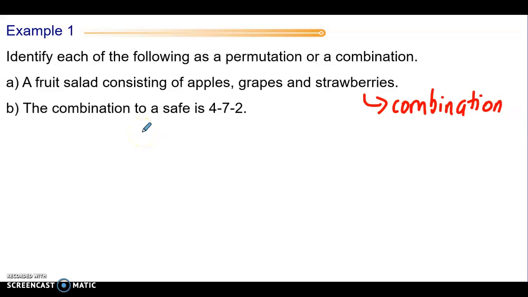Considering Part B, a combination to a safe is 472. The order in which the combination of numbers is entered to open the safe does matter. Therefore, this is a permutation.